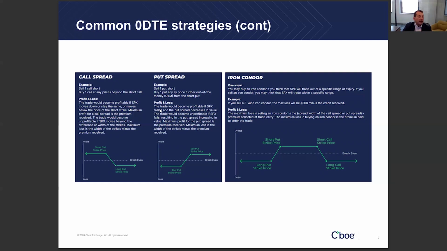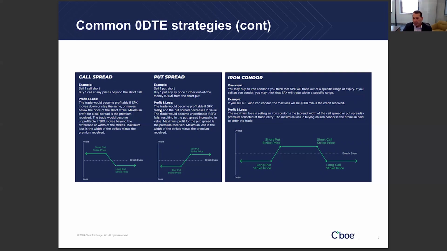So you're taking in a credit because you're selling the call that's closer to the at the money, or close, with the more value. The trade becomes profitable, and we're using SPX in the example here actually. So let's say 5,025 call spread. The trade would become profitable if SPX moves down or stays the same, or moves below the price of the short strike.